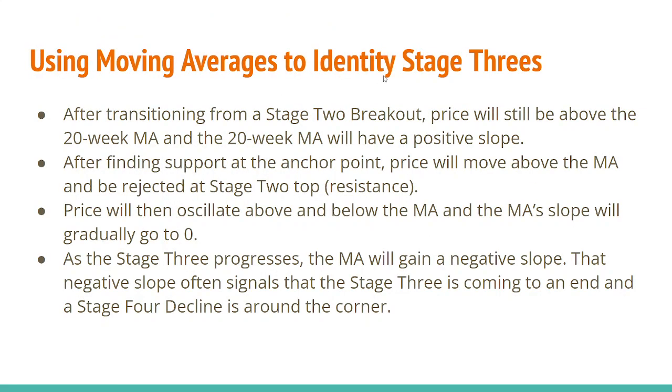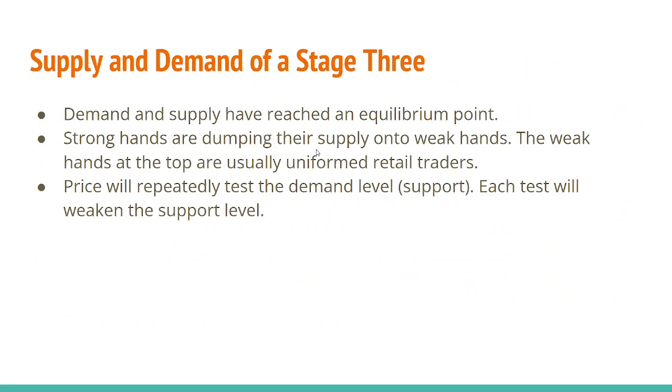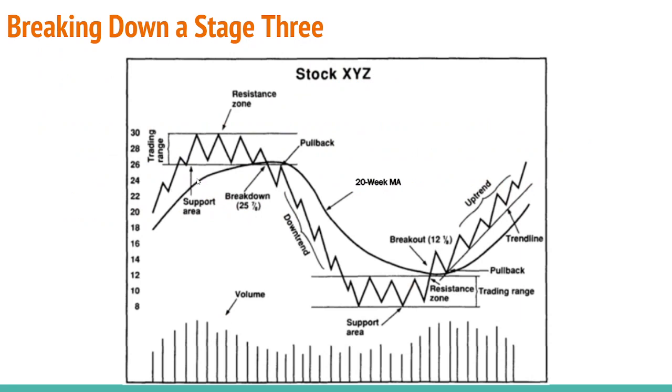So using moving averages to identify Stage 3s. Again, if this looks familiar, it is almost exactly the same as a Stage 1 base, just in the fact that things are kind of reversed now. So after transitioning from a Stage 2 breakout, price will still be above the 20-week moving average, and the 20-week moving average will have a positive slope. So going to our chart, as you can see, in this case, the whole time, price stayed above this 20-week moving average during the Stage 3 until it finally broke below, and that's when your Stage 4 formed.